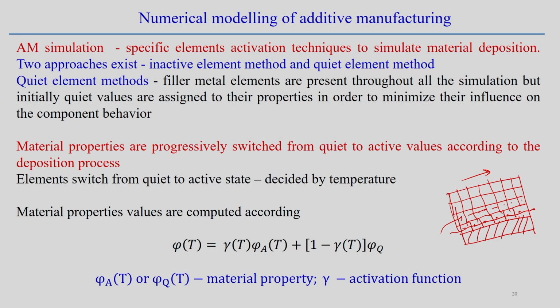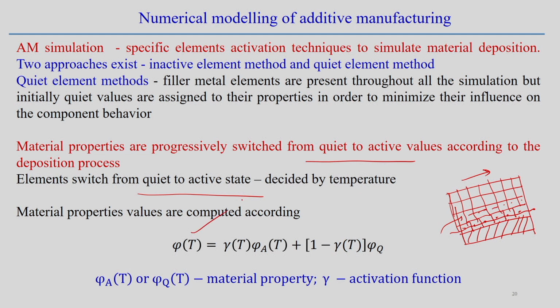This is the temperature range: when the temperature exceeds a certain value, we activate this element, and it becomes part of the solution domain. This way we can keep on activating the elements and develop the model. Here you can see that material properties are progressively switched from the quiet to the active values according to the deposition process. The elements go from the quiet to the active state, which can be decided by the temperature, and the material property values can be assigned this way.